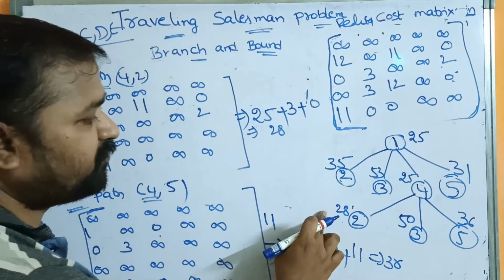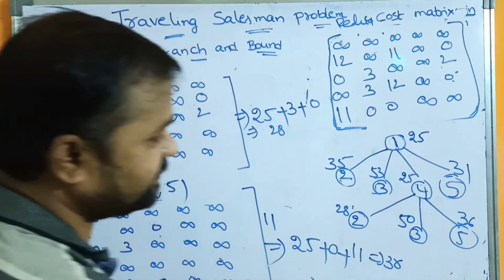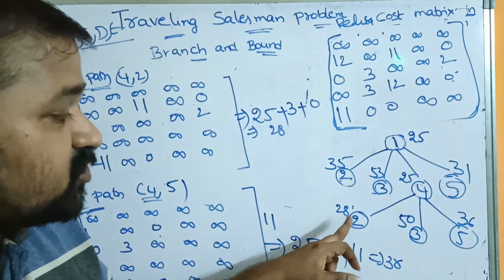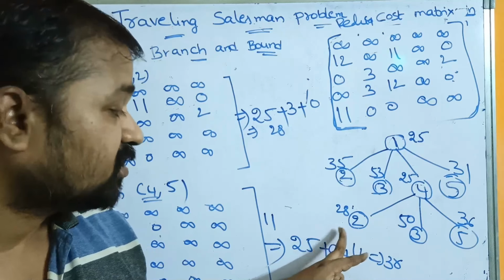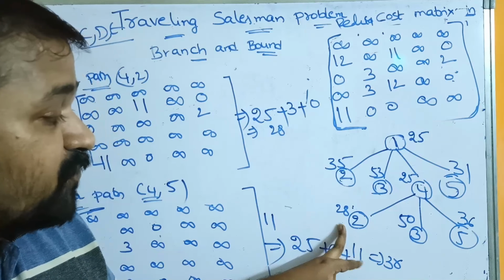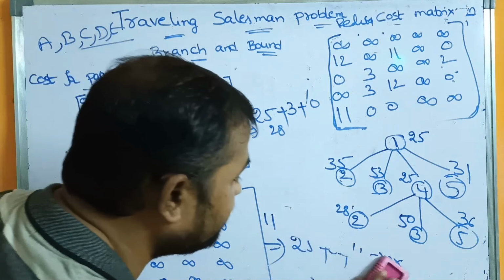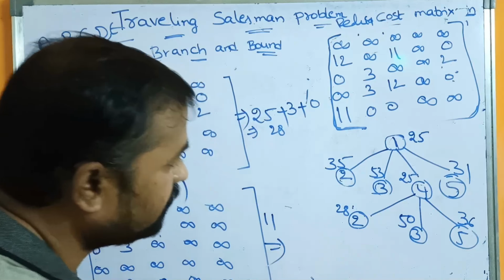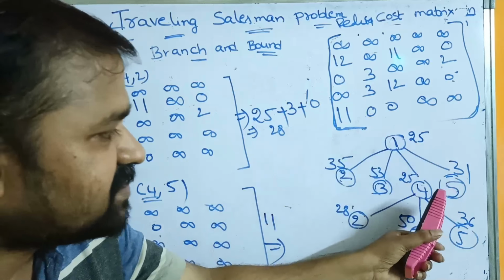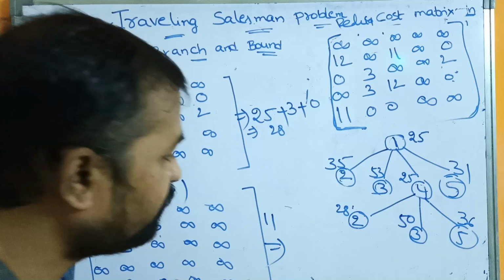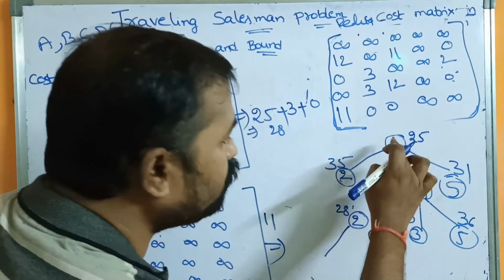So out of 28, 50, 36, which is the minimum value? 28 is the minimum value. So we have to explore this node now. So first we have to visit 1, next we have to visit 4, next we have to visit 2. So 1, 4, 2 are over.